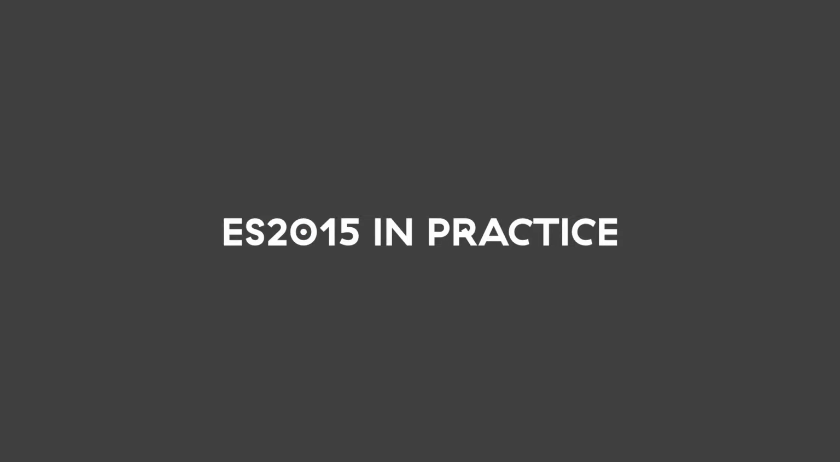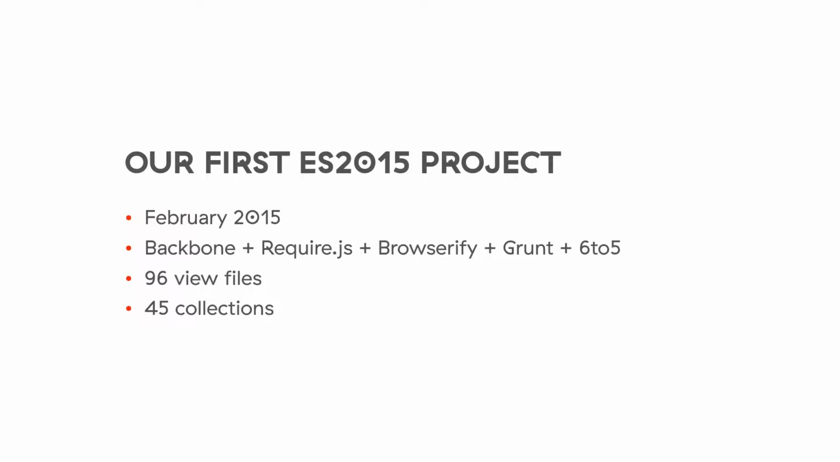But how does ES 2015 look in an example? Well, here's one of our examples. It's early 2015. It was our first ES 2015 project at Infinum. So the project was Backbone, Require.js, Browserify, Grunt, and Babel back then. And it was kind of a big project for JavaScript, so it has 96 Backbone views, 45 collections, etc. The business logic is not that complex because it's mostly data visualization, but it's still a lot of code.